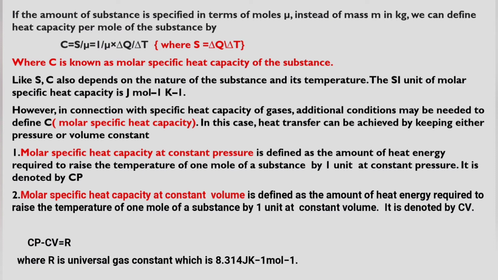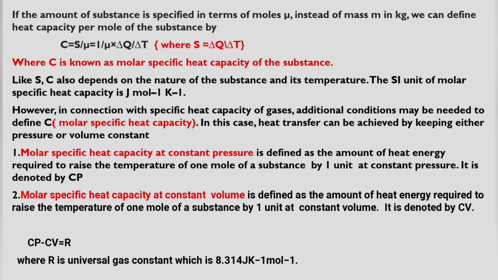Like the heat capacity, C also depends on the nature of the substance and its temperature. Since we take the amount of substance in moles instead of mass, the SI unit of molar specific heat capacity, capital C, is joule per mole per Kelvin.